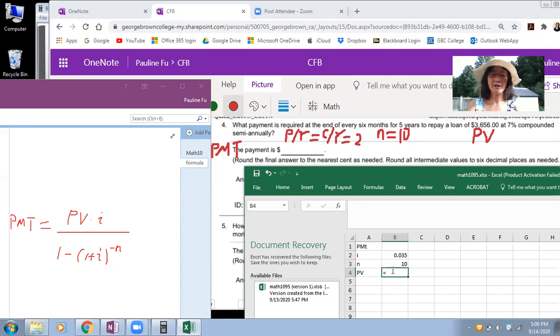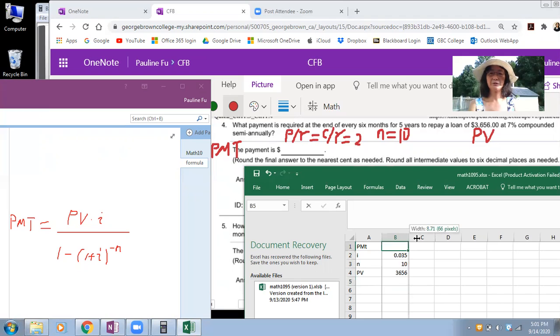PV, present value, 3,656, that is PV. So you are given 3 items. The question asks you to compute PMT. So you use this formula here, okay? On the safe side, you better add a bracket here, okay? The denominator part when you use Excel, okay?